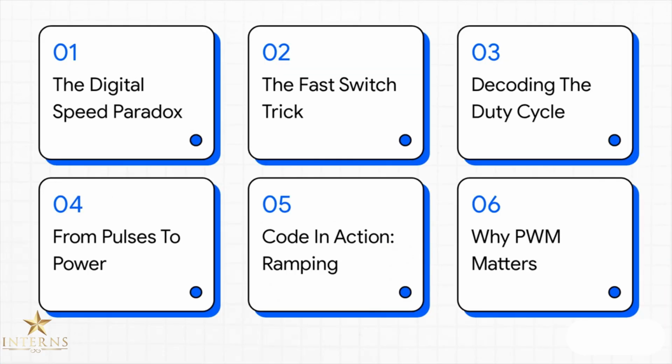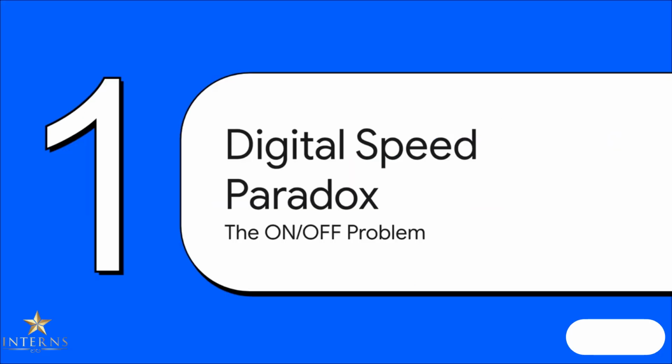Here's the game plan. We'll start with the central problem, this digital paradox. Then we'll reveal the solution, this fast switch trick, and learn its secret language, the duty cycle. We'll see how those signals translate into real power, look at how the code works, and then wrap up with why this one concept is just so important in the world of electronics. All right, let's dive right in with the big paradox.